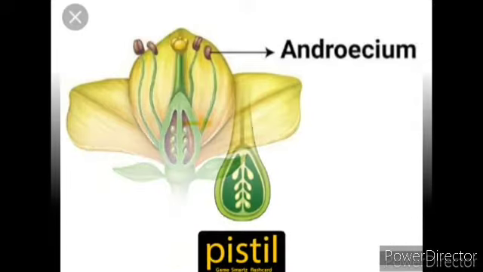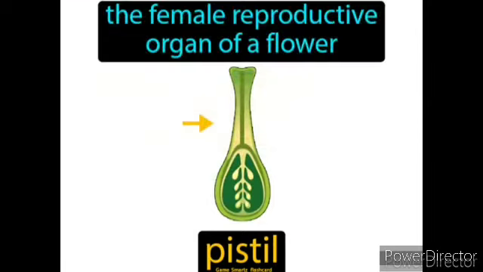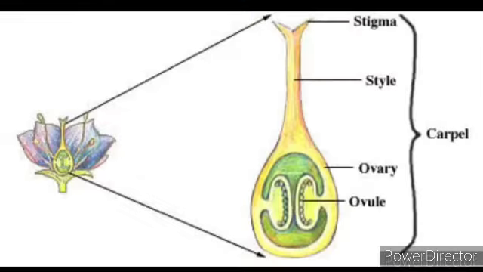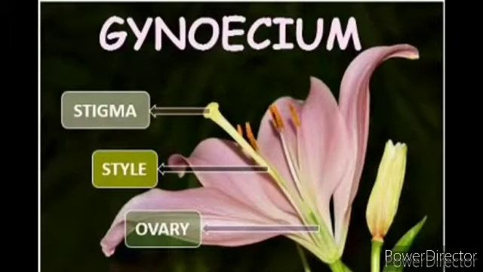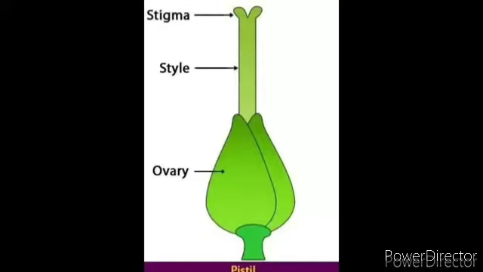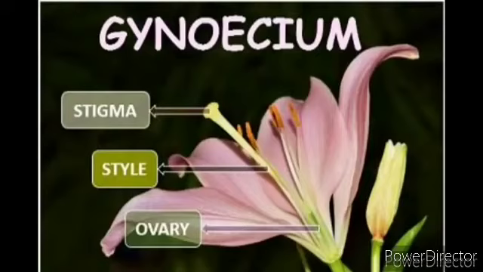Coming to the fourth whorl, which is generally called the female part, it is a centrally located pistil that may be formed of a single female unit called the carpel, or several carpels fused to form the gynoecium. Each carpel consists of a basal ovary, middle style, and uppermost stigma. And here, the fourth whorl, that is the gynoecium, will be the female reproductive part of the flower.